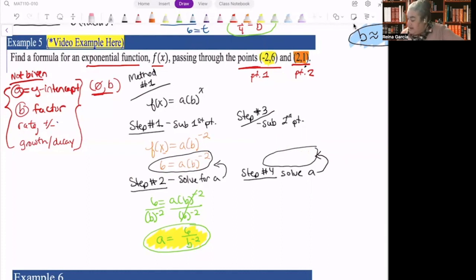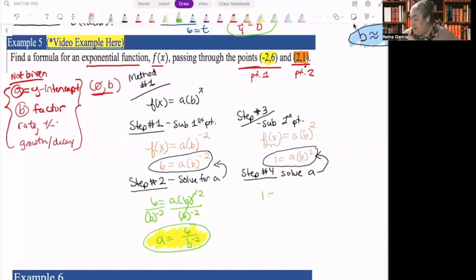The point here tells us that our output is 1. So f of x equals a times b raised to the x power, where x is 2, and our output is 1. So this becomes 1 equals a times b squared. There you go. That's what we're going to solve. That makes a lot more sense. My apologies. All right, so now we're going to go ahead and take that and solve for a again.